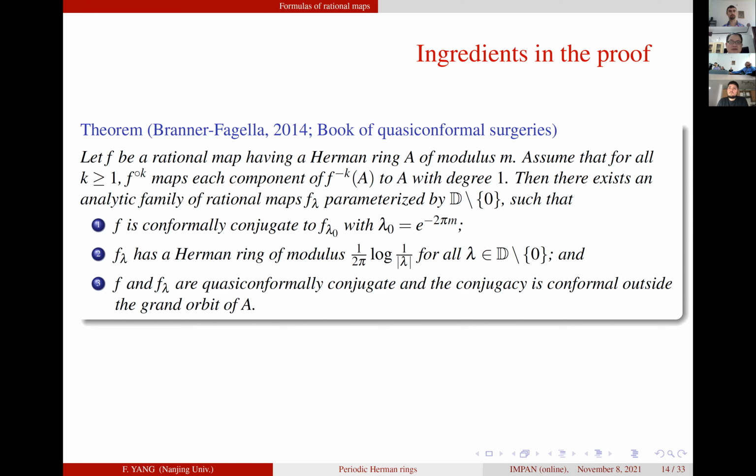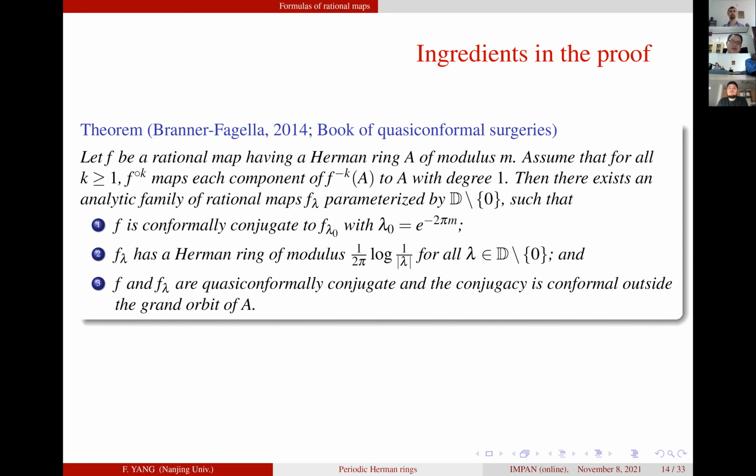and the Herman ring varies, and the modulus varies continuously. Because it is parameterized by a complex parameter lambda, from this lambda we can obtain some additional information about the relative position of the two boundary components of Herman rings.